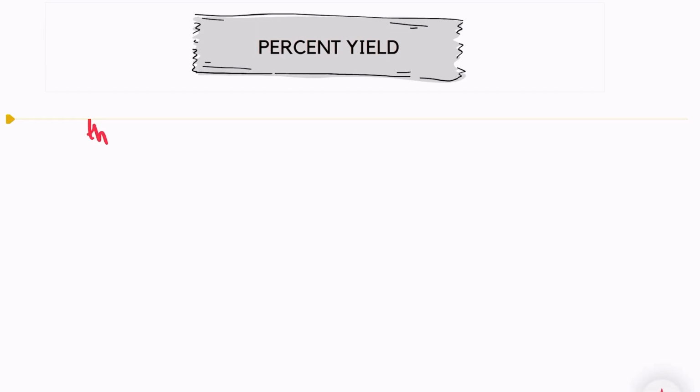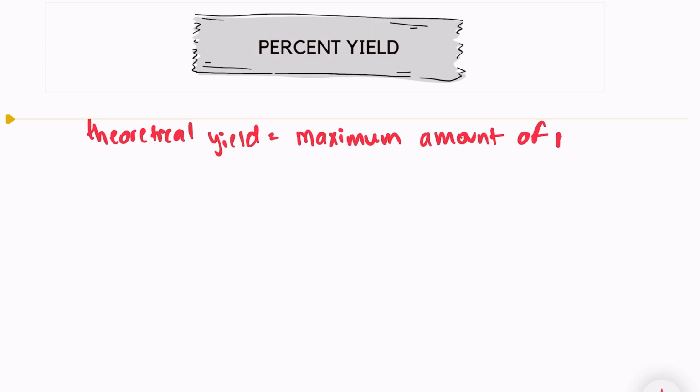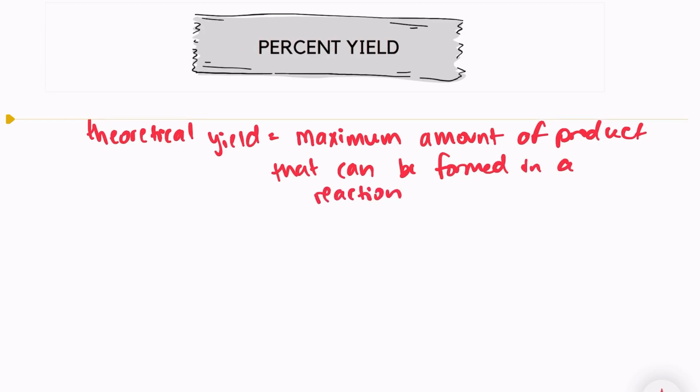First, we need to know the theoretical yield of our reaction, which, remember, the theoretical yield is the maximum amount of product that could be formed in a reaction. And that's based off of the limiting reactant, and it's based off of stoichiometry. So this is based on stoichiometry. It's based on math. That's why it's the maximum amount of product that can be formed.